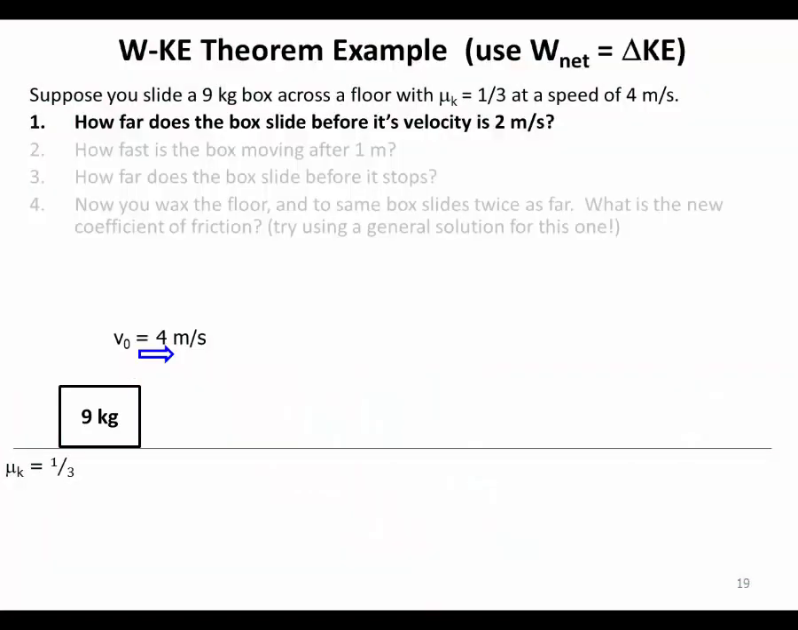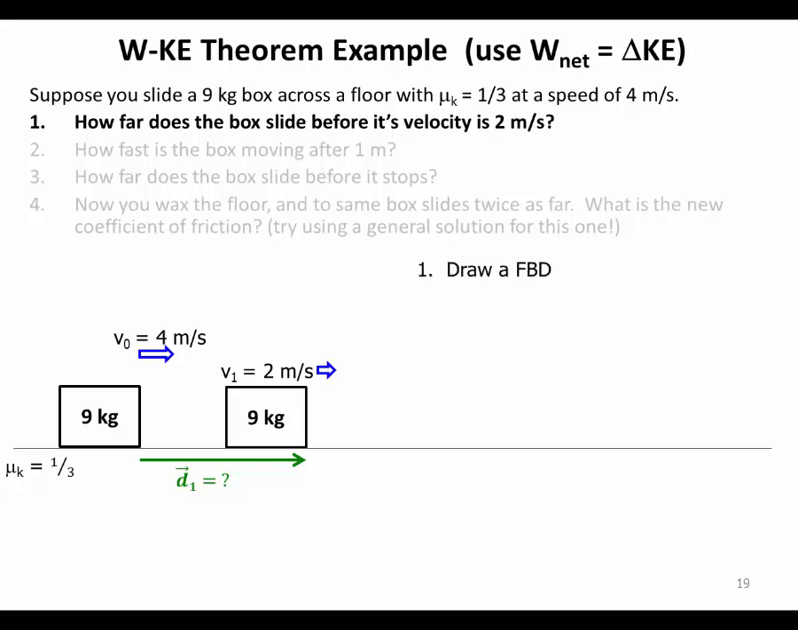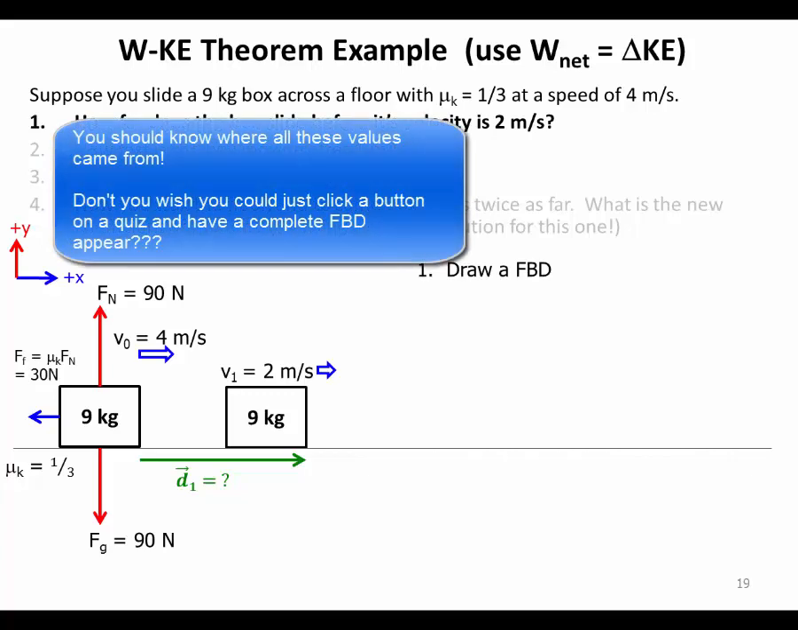So let's take a look at the first problem. How far does this box slide before its velocity drops down to 2 meters per second? All right, so the box is going to slide along some distance. That's the distance we would like to calculate. The first thing we'll do, because we're dealing with forces, and anytime you have forces in a problem, it's probably a good bet that you'll have to draw a free body diagram, is draw a free body diagram just like that.